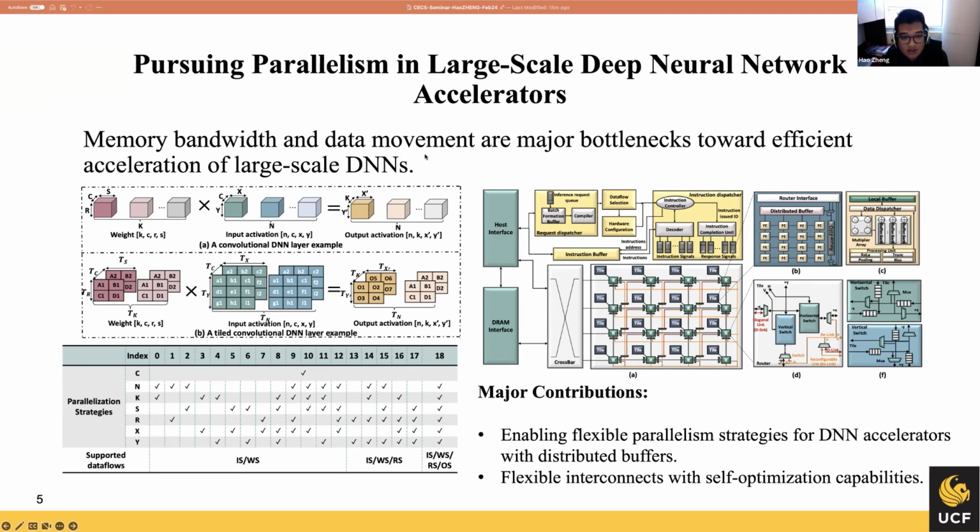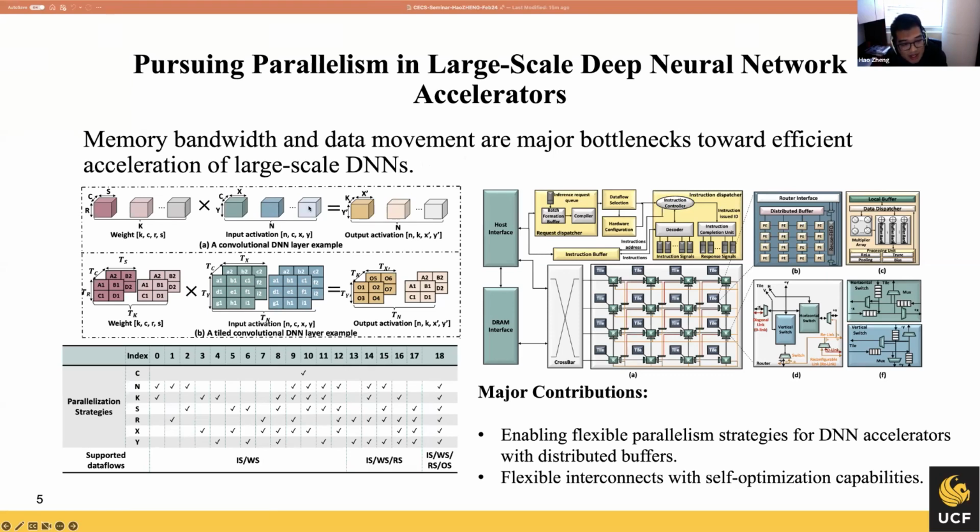And the second challenge is data movement. If we simply scale the chip size with hundreds of thousands of processing elements, how do we orchestrate the data movement between those processing elements? This is the second major challenge.